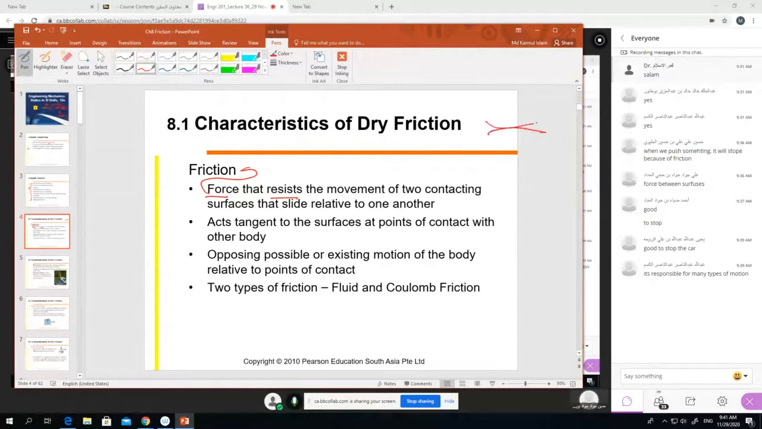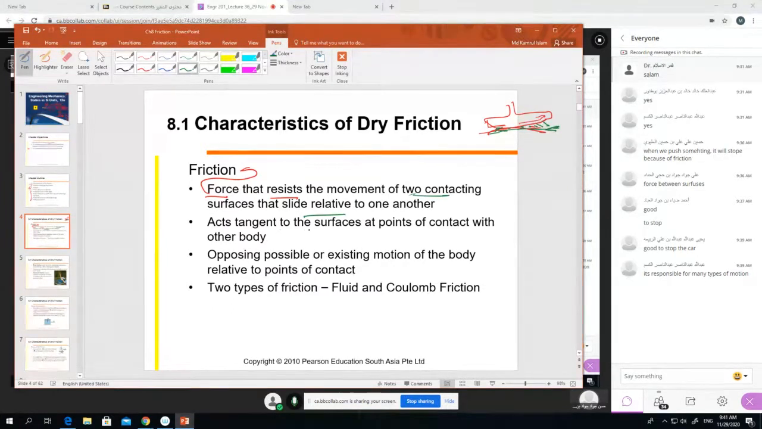Like there is one surface and there is another surface, right? So this surface is your shoes, maybe your shoes here, and this is the floor. So the friction is developed between the two surfaces, and these are contacting surfaces which slide against each other, right?